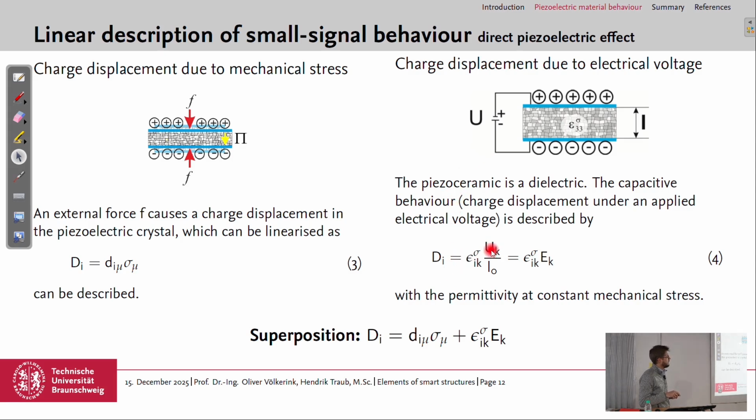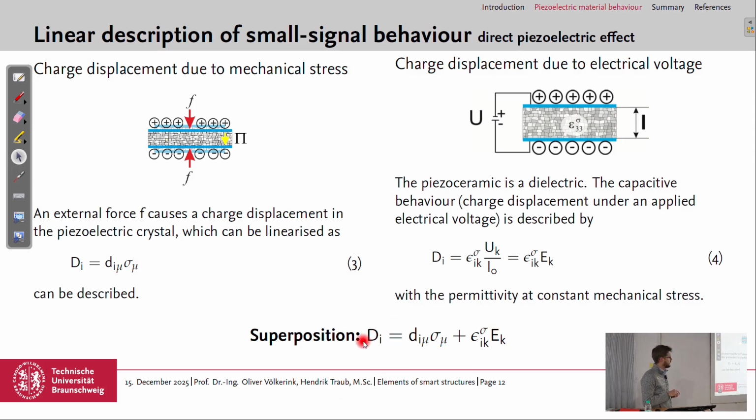We could also apply an electric field again, and this electric field times the permittivity gives us also a charge displacement, because the piezoceramic is a dielectric between the electrodes, so it has a capacitive behavior under an applied electrical voltage. And again, we can describe the electrical field also with U divided by L0, so with the distance between the electrodes. And we can again superpose these equations.